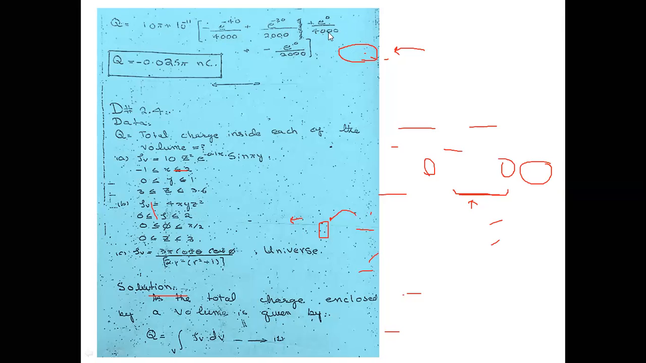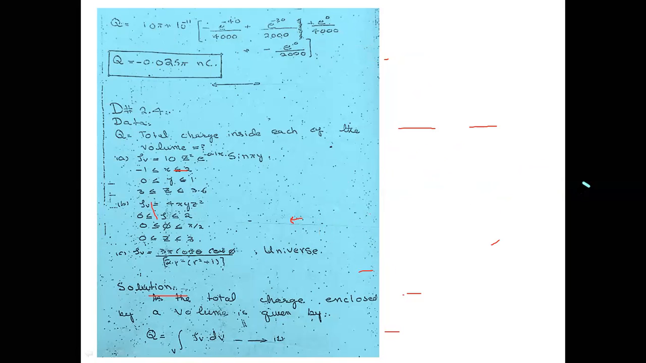So from the calculator we will have the value minus 0.025 pi, as it is pi, and nano means 10 raised to the power minus 9. So this was all about the volume charges in the cylindrical coordinate system.